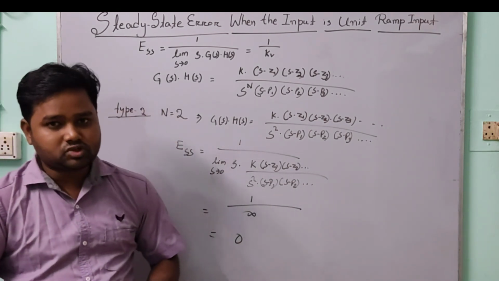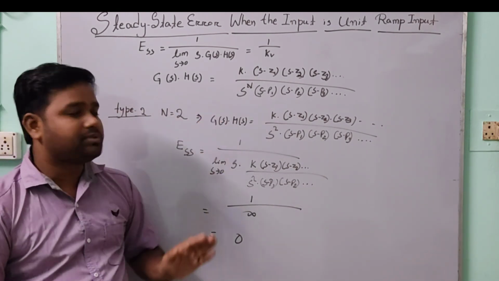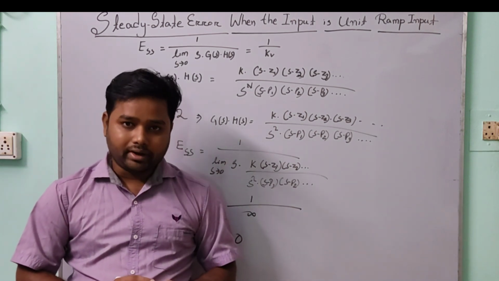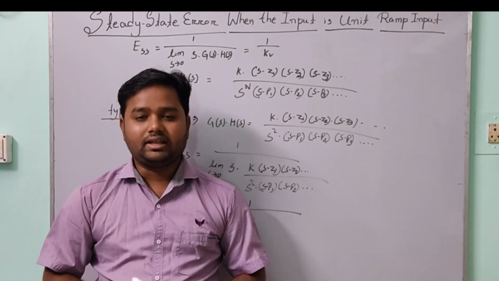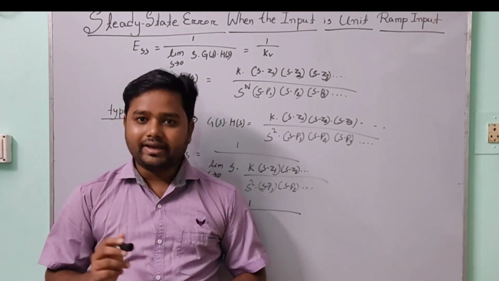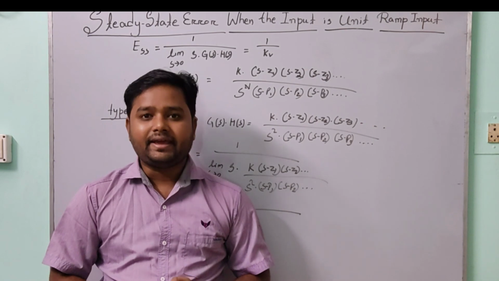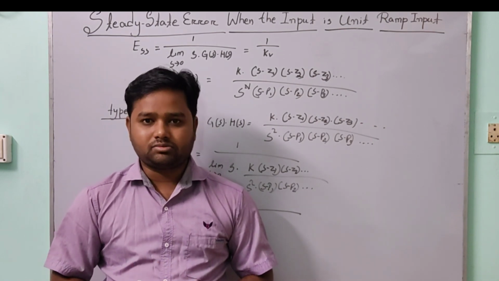In this class we have studied the error analysis for unit ramp impulse function when it is type 0, type 1 and type 2 function. In the next class we will study the error analysis for the steady state when the input is parabolic function. Thank you.